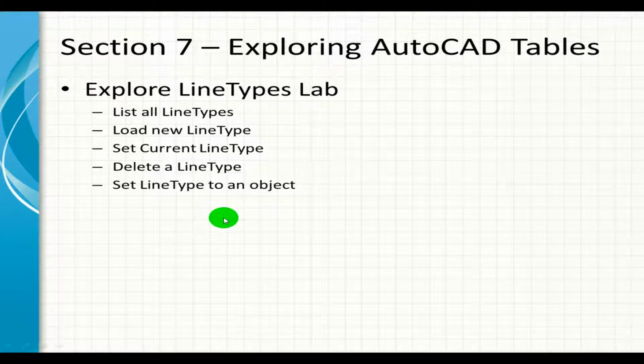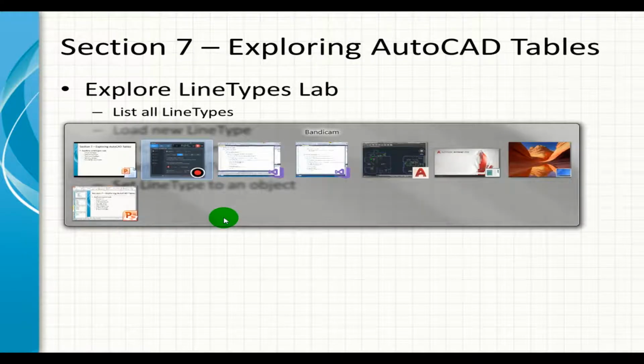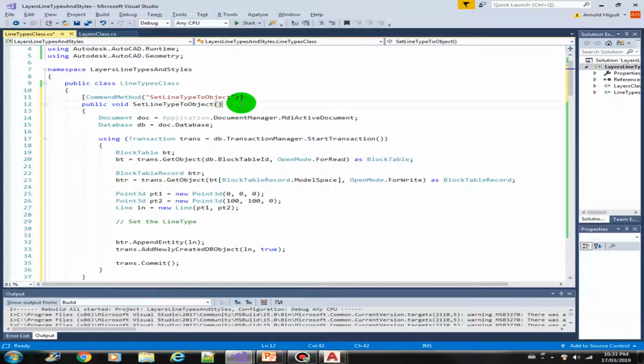Our final lab for the line type is to set the line type to an object. So let's see our method. I have created here a method called set line type to object. It has the same code structure, and in here we created a block table because we are going to create a new line object, and we also derived the block table record.